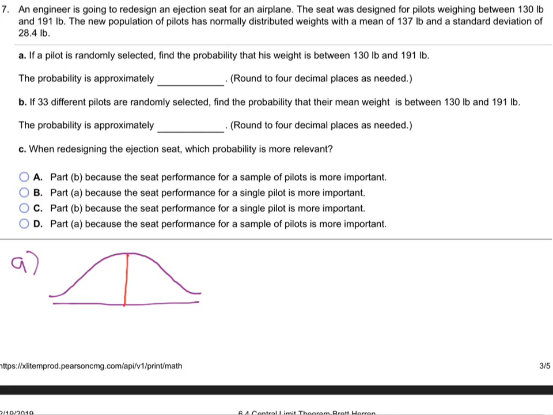Does it say mean somewhere? Yeah, 137. Oh yeah, there it is, 137. I can see better on that screen than I can on my iPad. 137, yeah. Okay, and now, what chunk do they want me to find?